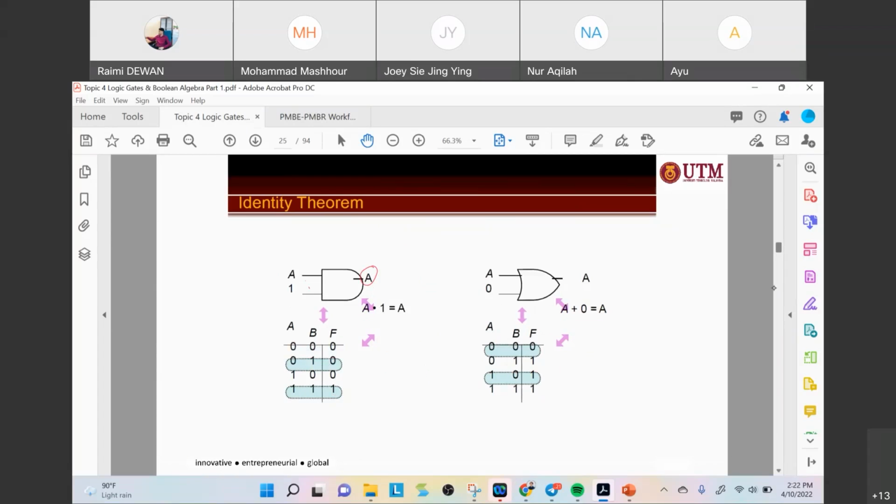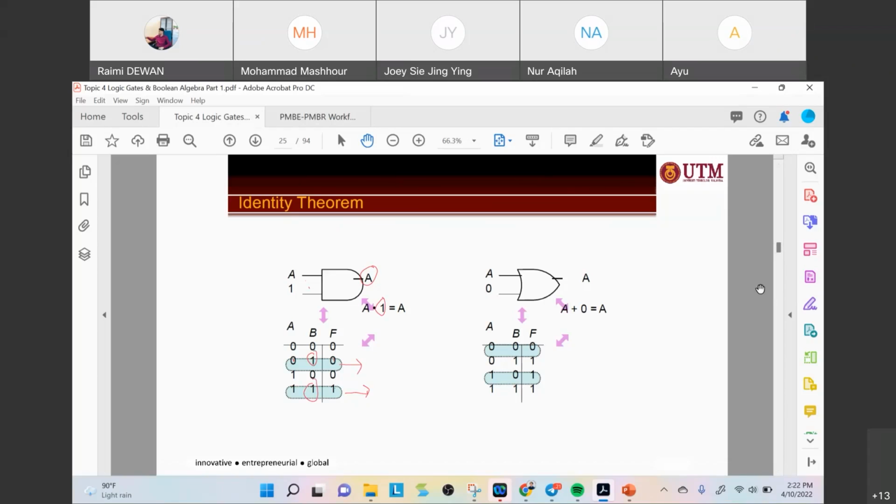So you see the output is the same as the input. If the output is 0, the input is 0, and if the output is 1, the input is 1. So this one is related to the identity theorem. And you can see B is always 1.